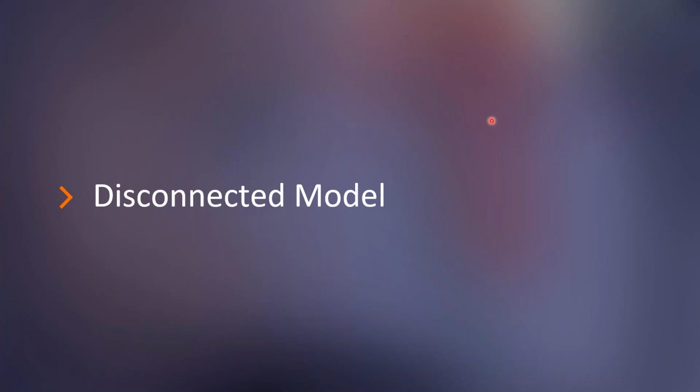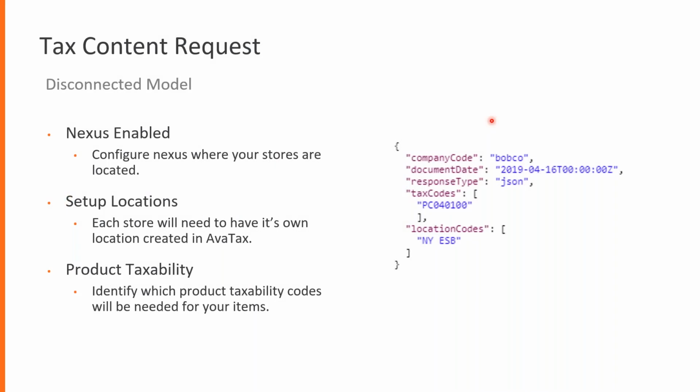All right, so let's talk a bit about the disconnected model. With the disconnected model, we've got some setup requirements within the Avatax account, and we lose a little bit of functionality by processing this model. So like we were talking about before, this is providing tax content to the POS system. So we can provide some level of product taxability. We lose the exemption functionality. Because we're not connected to Avatax, we're not looking up to see, is a customer exempt from sales tax? Do they have an exemption certificate on file? That's going to have to be maintained within the POS system.